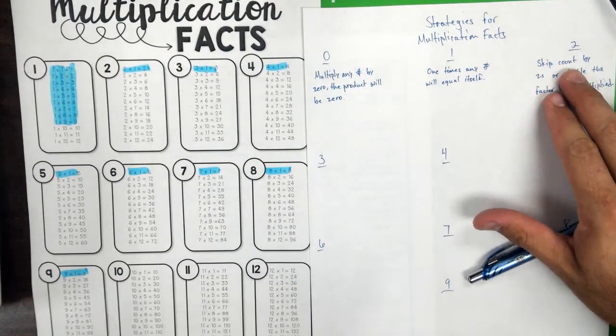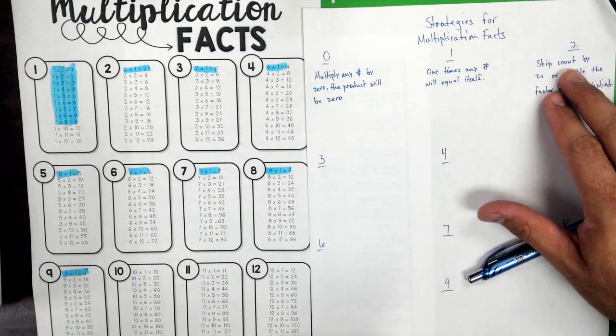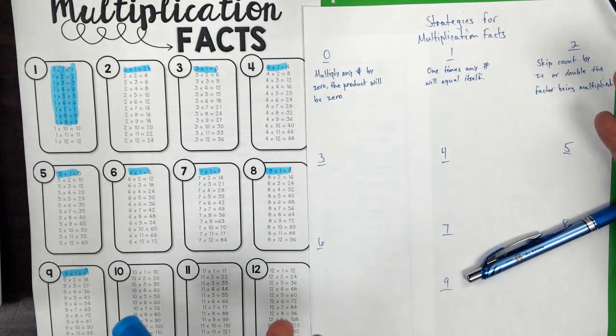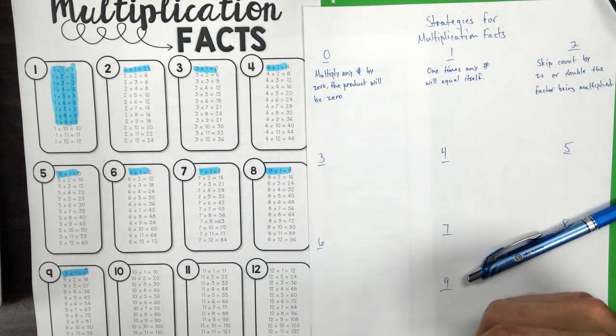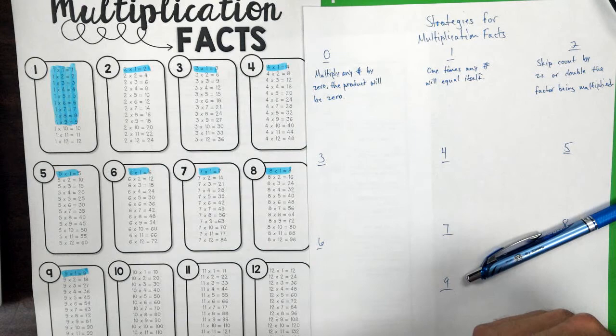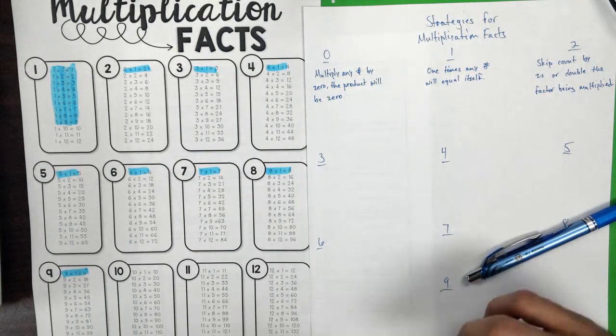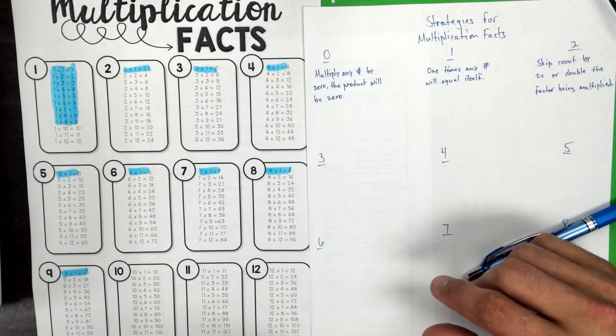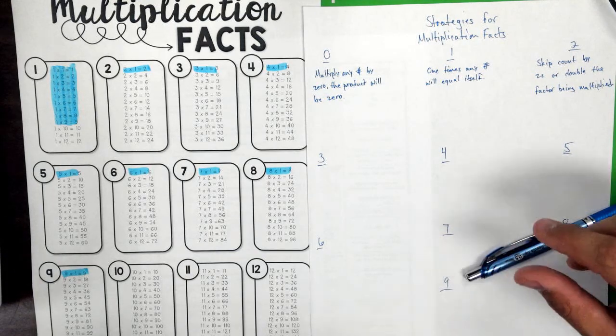Now let's move on to the 2s. The 2s are easy, simple to remember because we are very familiar with skip counting. We skip count by 2s. And we also are pretty familiar with doubling numbers to an extent until they get larger. We're pretty good at doubling numbers. So when we skip count, that's just counting by 2s, 2, 4, 6, 8, 10, 12, and so on.